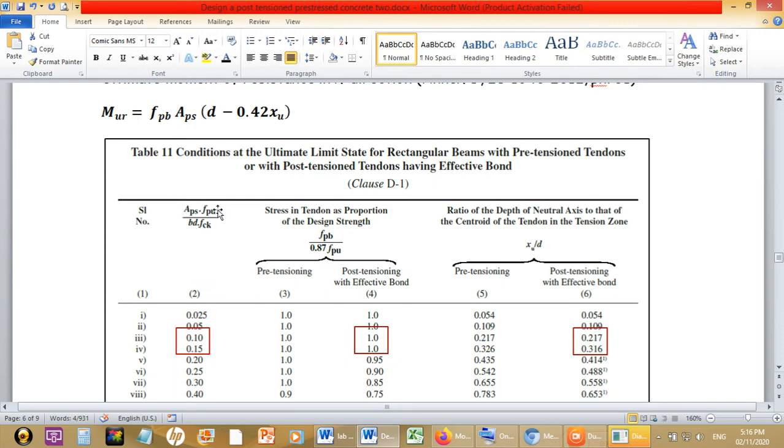Okay, now to get these values of column 4 and column 6, first of all we need to find out the value of column number 2, that is APS into FPU divided by BD FCK. So here APS is nothing but the area of prestressing steel, FPU is nothing but the ultimate load in the strand, B width, again unit width we are going to consider, that is 1000 mm, D is the effective depth, and FCK is 40. So first of all let's calculate this value of column number 2.